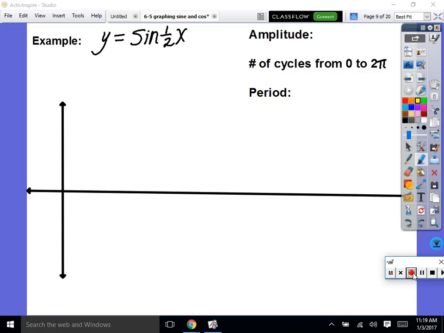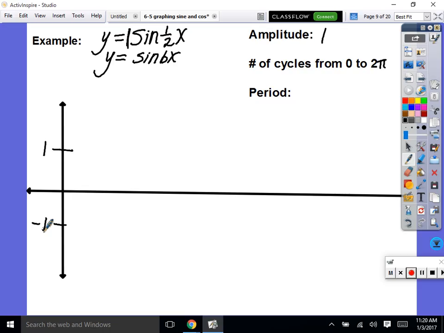So, example number 1. We have y is equal to sine of 1/2 x. So we have something of the form y is equal to sine of bx. Okay. So let's first list out what our amplitude is. Isn't our amplitude 1? Okay, so now we go over to my graph. We're going up to 1 and down to negative 1. Does everybody understand?